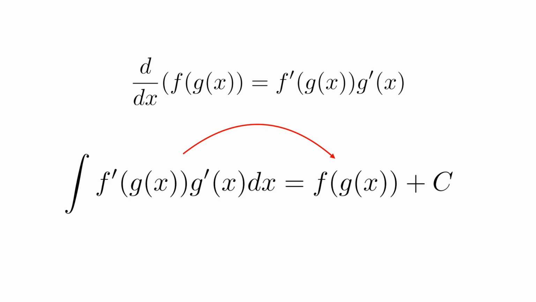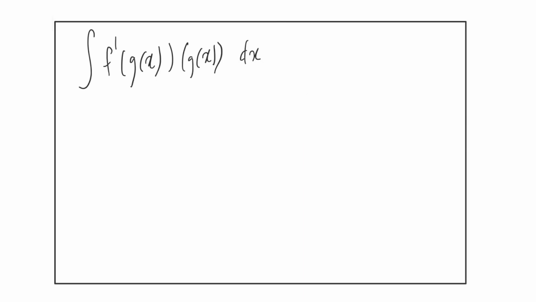U substitution is used when we have composite functions, and when we have a function and its derivative within the integrand. So if you have a look here, the integral of f prime of g of x is a function, times g prime of x, which is the derivative of g of x. Let's apply u substitution. How are we going to do that? Well, we would let u be equal to g of x, not its derivative, g of x. And here's why.